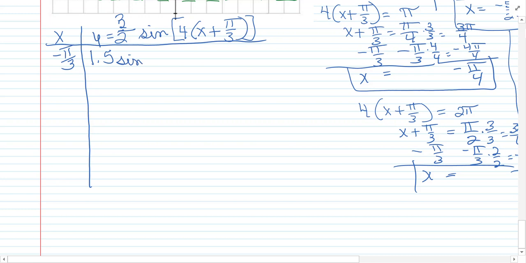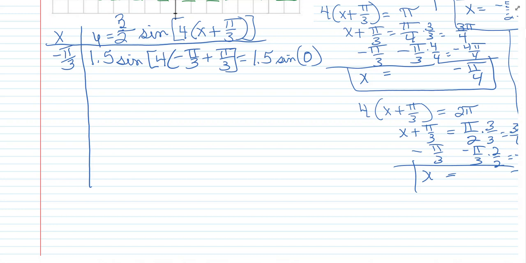Sine of 4 parenthesis negative pi thirds plus pi thirds. So this gives me 1 1/2 sine of 0, because that's 0. Okay, and that's going to give me 0. So I got that one.